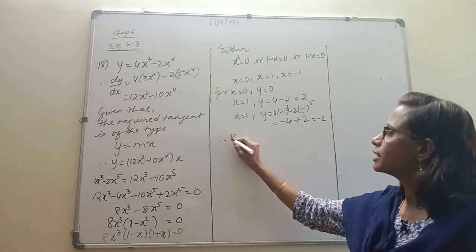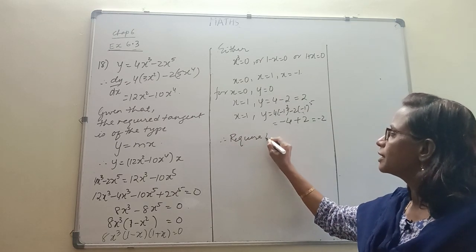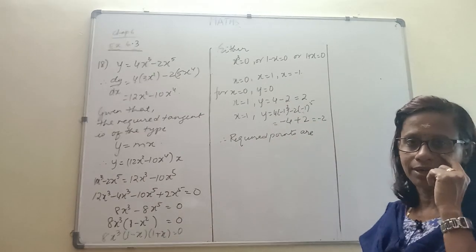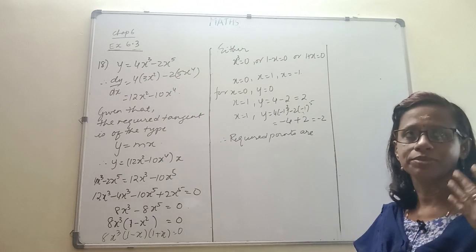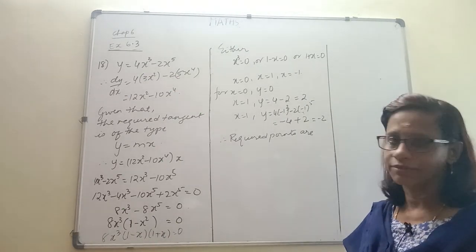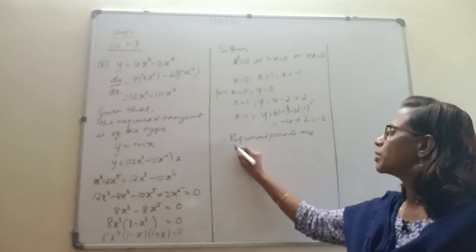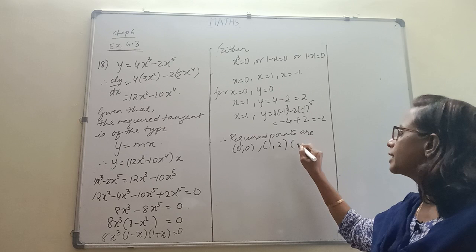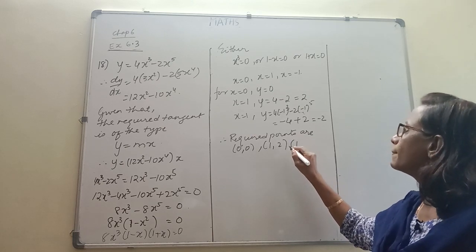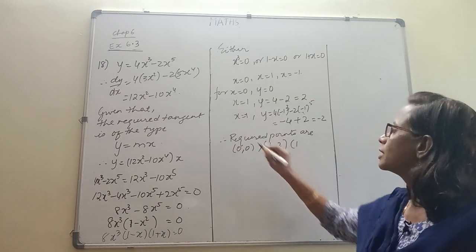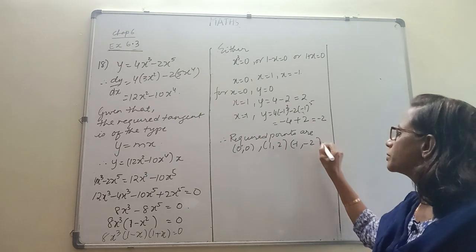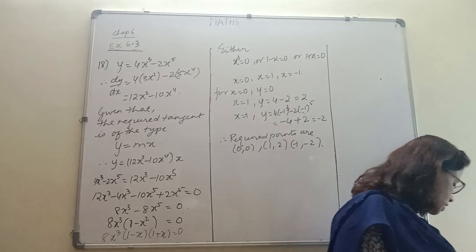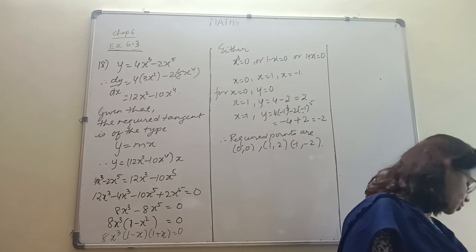So what happens? That gives us our points very, very easily. Required points are, because these values were 0 and 1 or minus 1, easy to substitute and get the answer. Only minus 1 you have to be a little careful. Otherwise, it's quite okay. So what are our points? Our points are 0, 0, then 1, 2, and then minus 1. Sorry. Minus 1, minus 2. These were our points. 0, 0, 1, 2, and minus 1, minus 2.